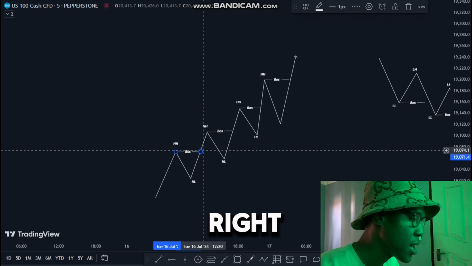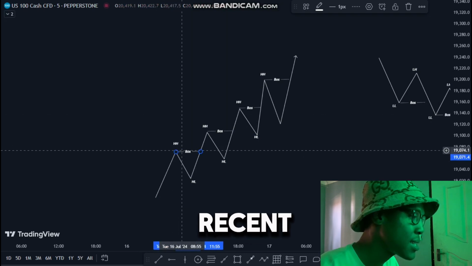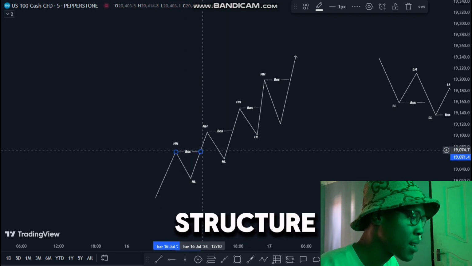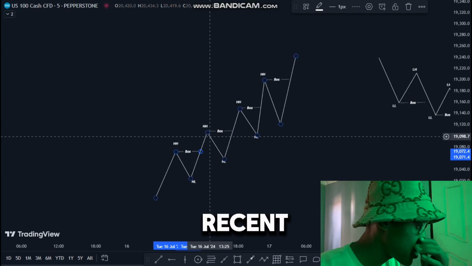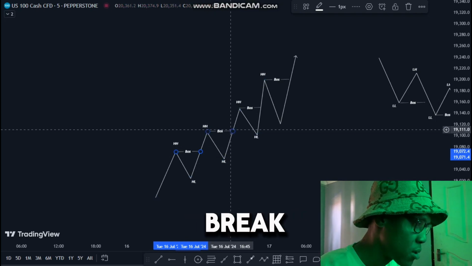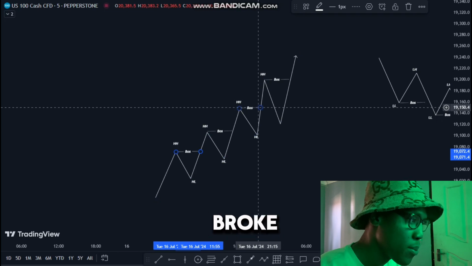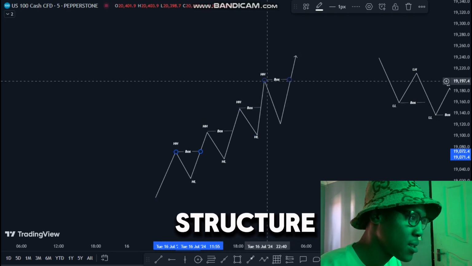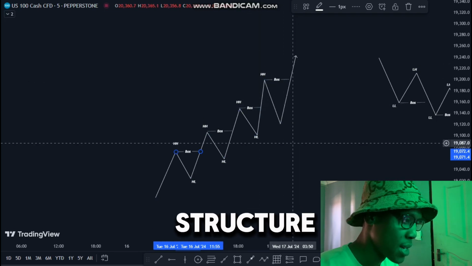So every time the market breaks our recent higher high, we call it a break of structure. As you can see, this was now our recent higher high, then it broke it and gave us a break of structure. Then this one also broke it, then gave us a break of structure. This one also broke it, gave us a break of structure, right?